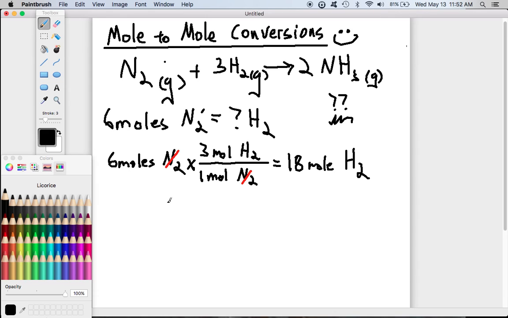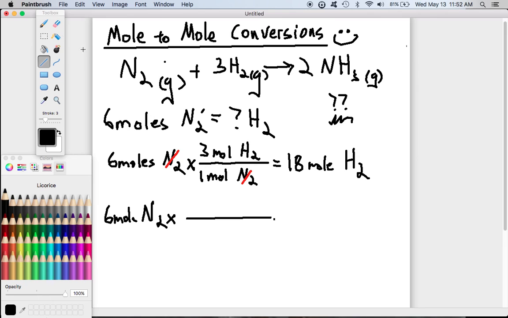Let's see. I'm going to start with 6 moles of nitrogen. All right, that's my starting ingredient. I just figured out that for 6 moles of nitrogen, I would need 18 moles of hydrogen. So I'd take 6 moles of nitrogen, I'd jam it together with 18 moles of hydrogen. And how much ammonia would I make? Well, what I'm going to do now is another mole ratio. I'm going to do another conversion here.